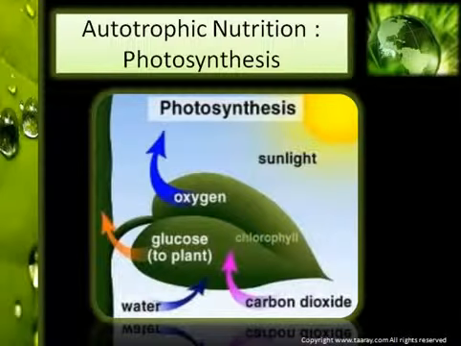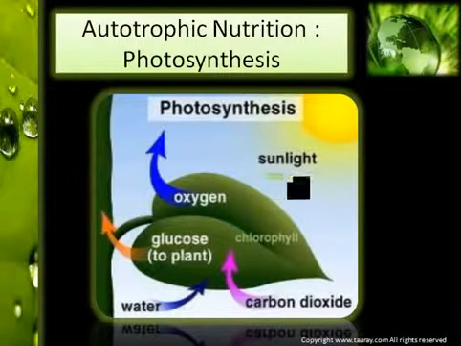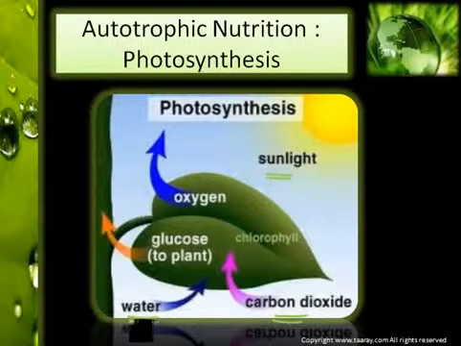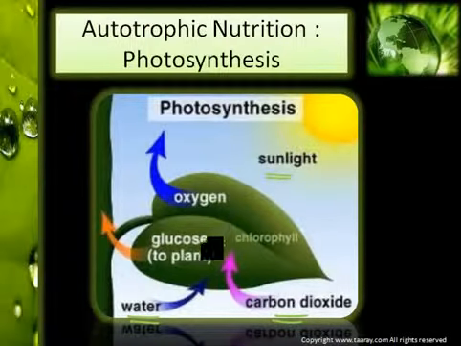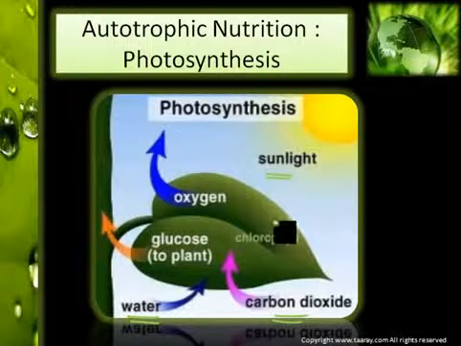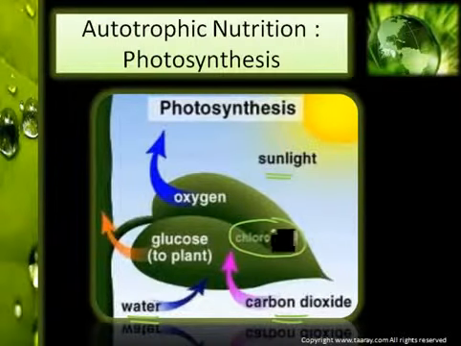The main process by which autotrophic nutrition is performed by plants is photosynthesis. In this process, plants utilize sunlight, the carbon dioxide in the atmosphere, and the water which is absorbed by the roots and taken up by the leaves, with the help of chlorophyll, a pigment present in the leaf.